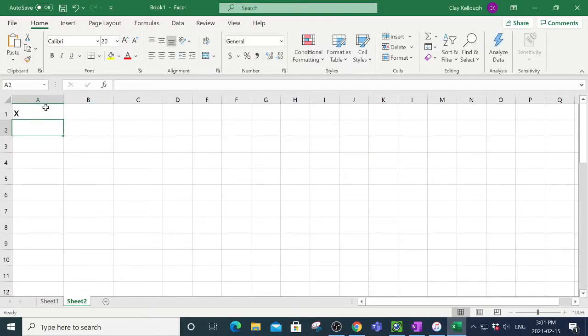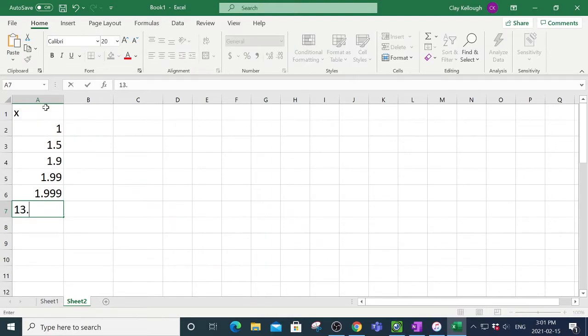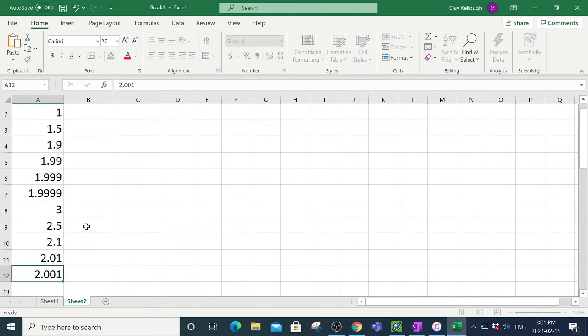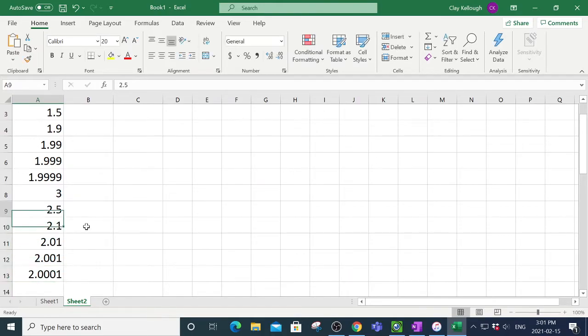So again, my x values are going to be 1 and 1.5 and 1.9 and 1.99 and then 1.999 and then, oops, that's too many. Oh, no, it's not. That's right. Sorry, 3 nines. And then 1 point and 4 nines. And there we go. So there's the x values. And then, oh, and there was more. There was the other side of the chart. There was 3 and 2.5 and 2.1 and 2.01 and then 2.001 and then 2.0001, and then that was it. That was all the x values that we needed.